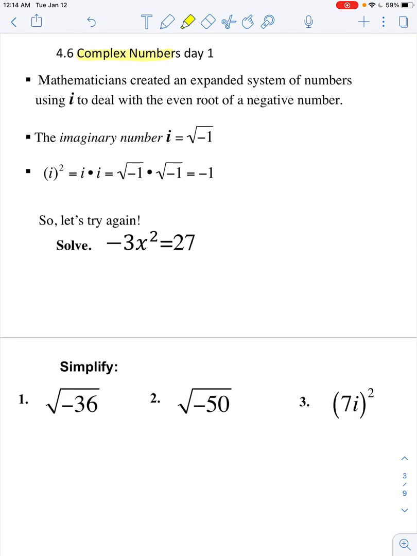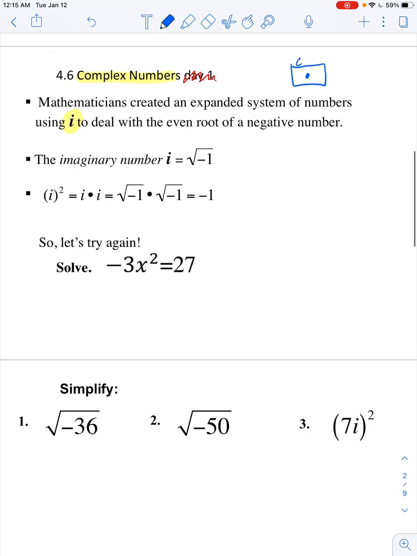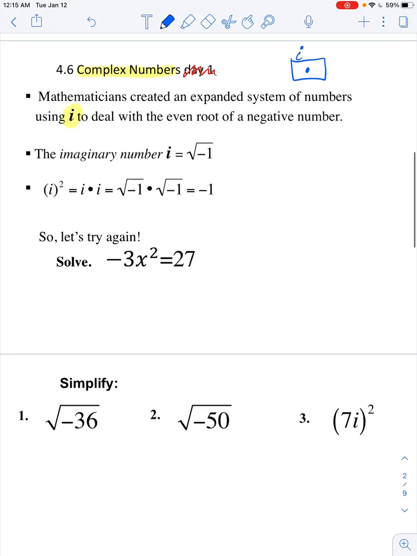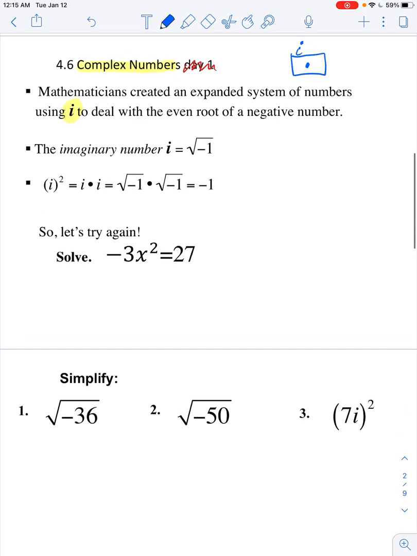So complex numbers, day 1. Mathematicians created an expanded system of numbers, like I was saying, using i. So it's like a little italicized i. If you look at your graphing calculator that you paid $100 for, so blow the dust off that, on the decimal button, the second function is going to be that little i. So just know that you can ultimately do a lot of calculations using i with your calculator, like on the ACT, but you still want to have a conceptual idea of what it is.